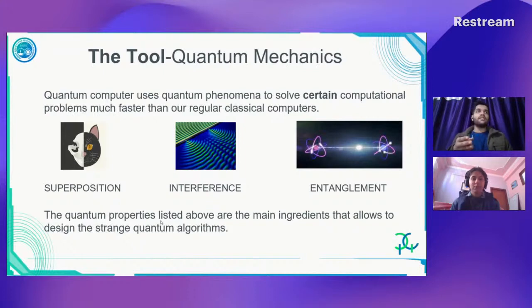And this is the same thing that happens in a qubit. The qubit is like in a fluid form. It's basically a mixture of a zero and one. And when we measure it, it collapses into one state. It can be either zero or a one.